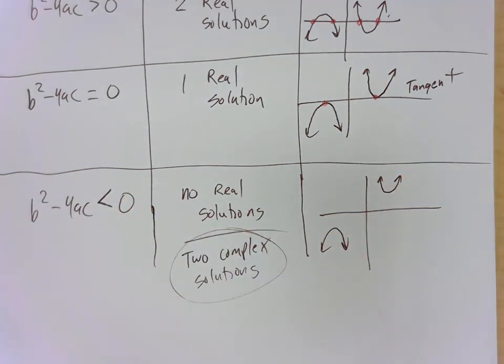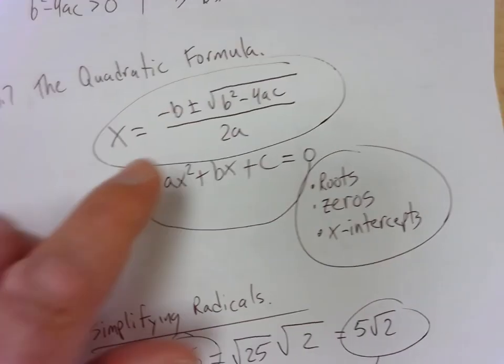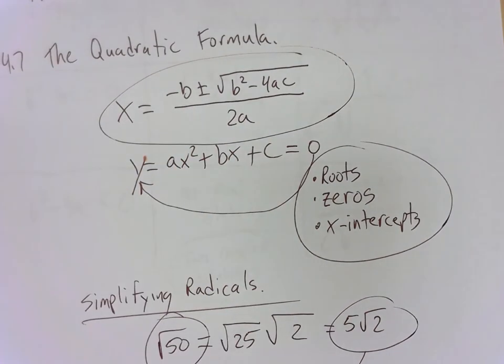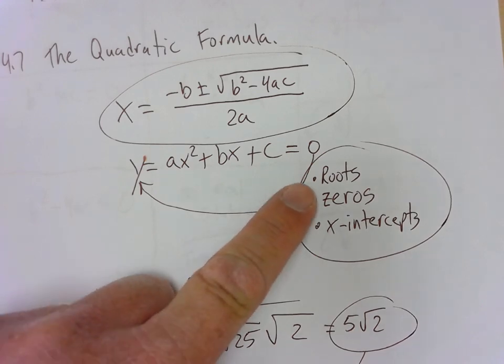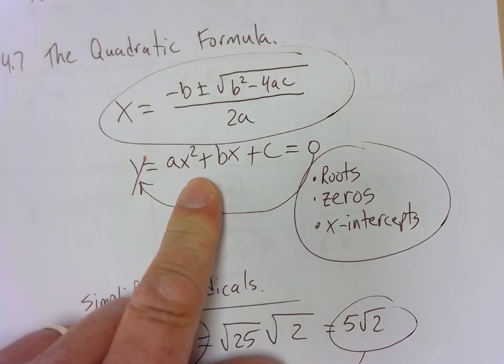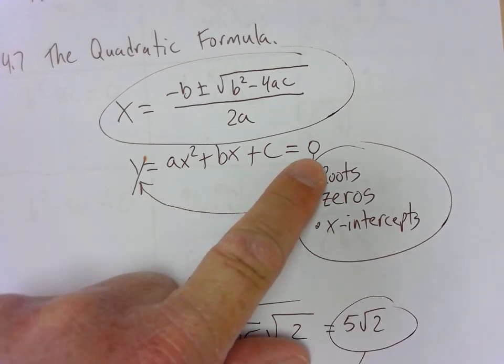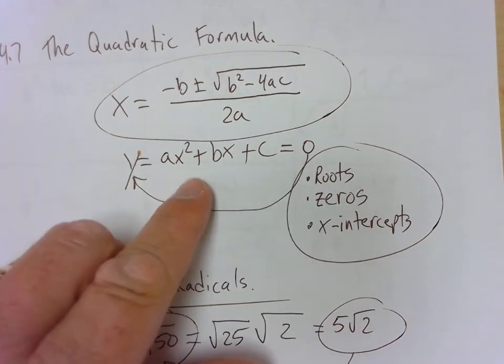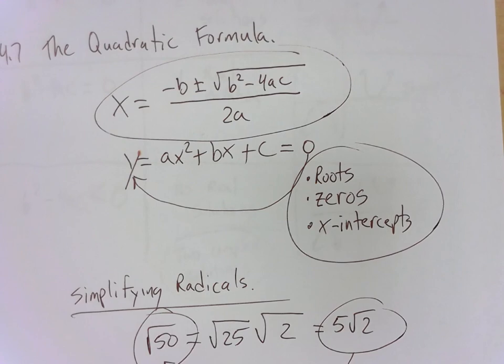so what we do is we have the formula. We plug numbers into the formula. We follow the order of operations in order to find the zeros of the function. Make sure you're in standard form with your quadratic set equal to 0. If it's not set equal to 0, you can't do the quadratic formula.